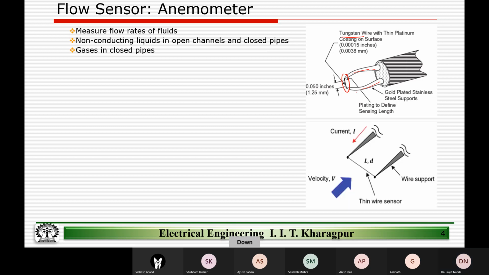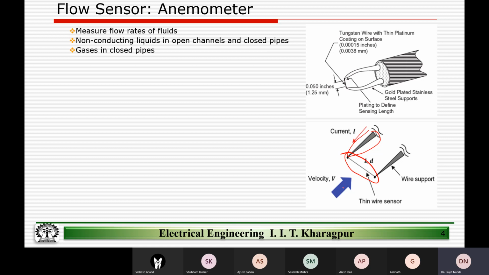So simplistically, what we do is we have a current I flowing through the wire. This is a thin wire sensor, and so this resistance is what we are interested in. We need to ensure that the resistance of the supporting conducting metal is negligible compared to the resistance of the sensor wire.